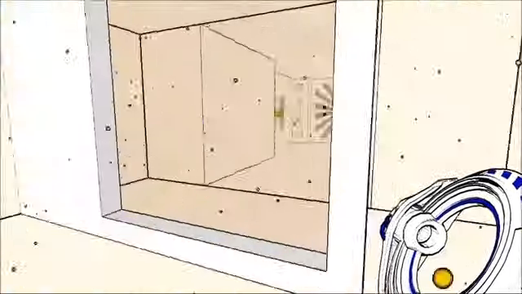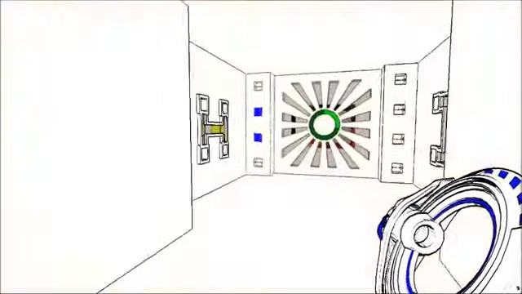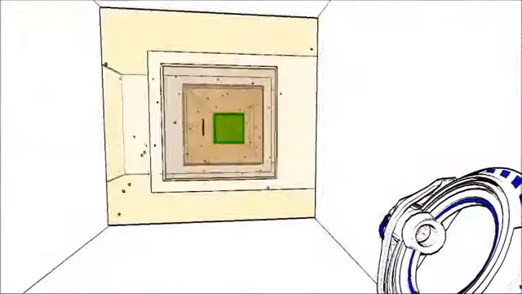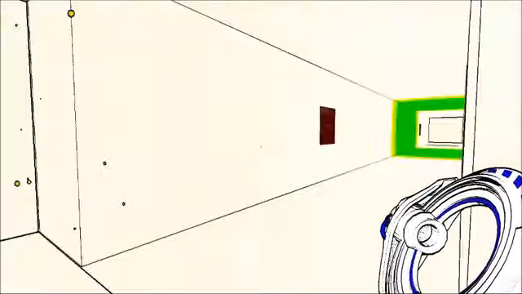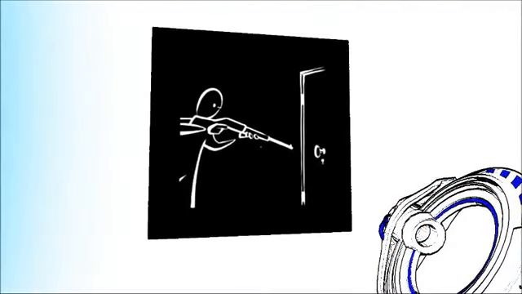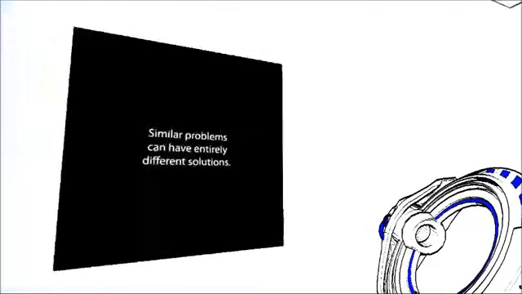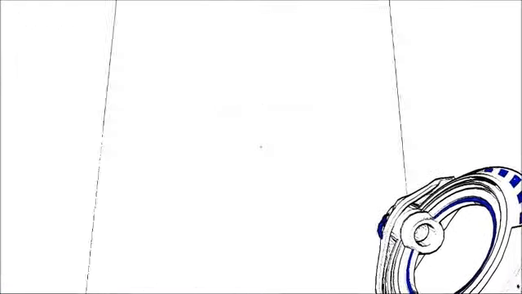I don't know. Yeah, I don't know. Let's try this way. No, that's right. Okay, let's try this way. Similar problems can have entirely different solutions. I was kind of hoping a staircase was going to pop up, but can't always get what you want, I guess.